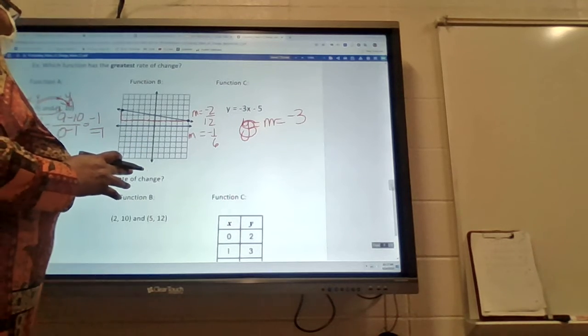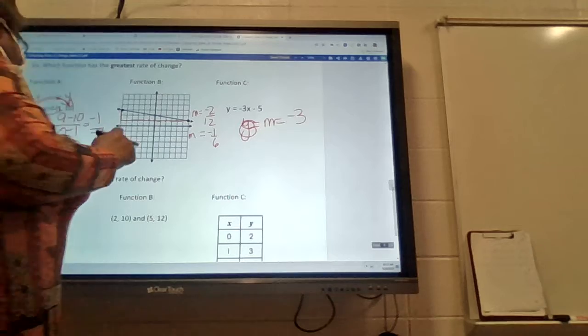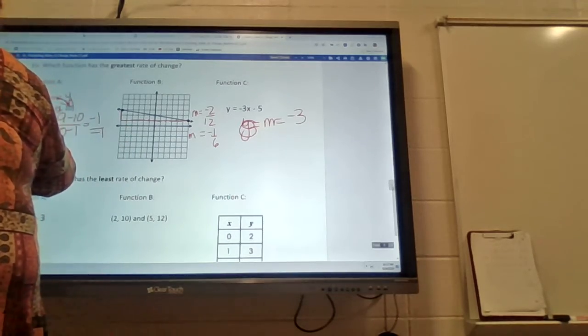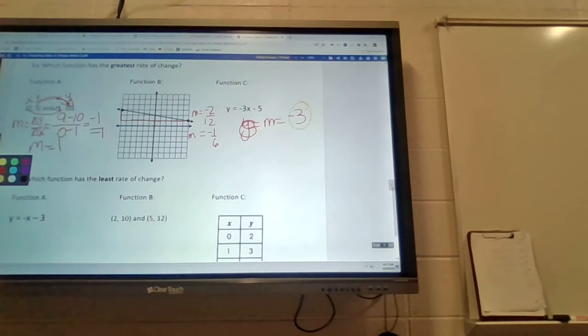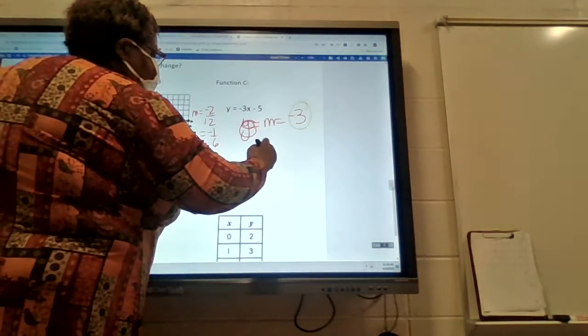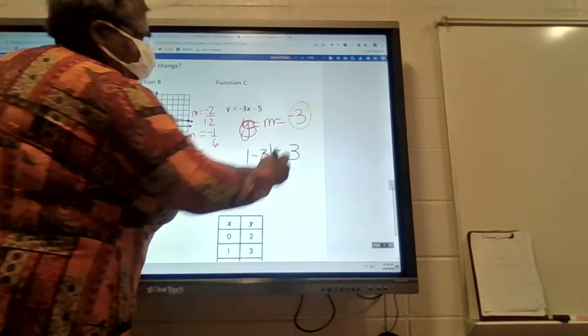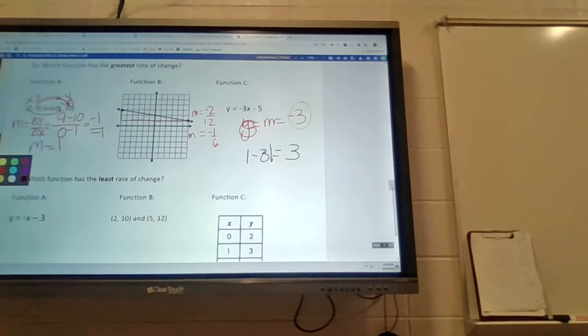Thank you. So the only thing we're concerned about is the number itself. So this one has the greatest rate of change because of that 3. We want the absolute value. Y'all know what I mean about absolute value? That's distance from 0. So if you have a negative number, the absolute value is 3. Let me explain that right quick.